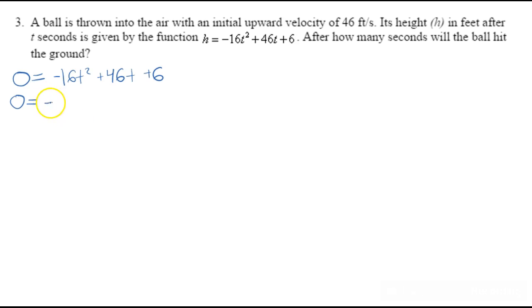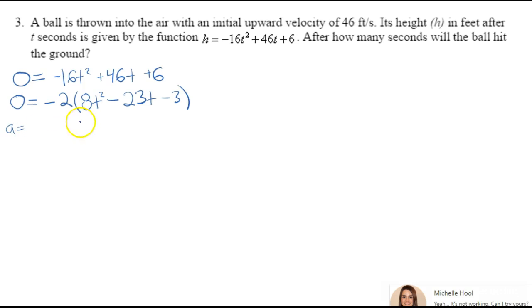So let's see, we'll factor out negative 2. So now if we have negative 16t squared divided by negative 2, we get 8t squared. 46t divided by negative 2 is negative 23t. 6 divided by negative 2 is negative 3. Now that we have our 8t squared minus 23t minus 3, now we can start factoring that.